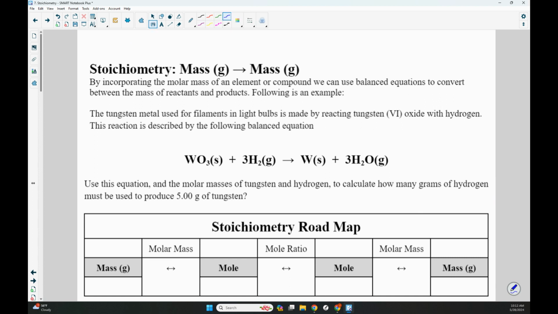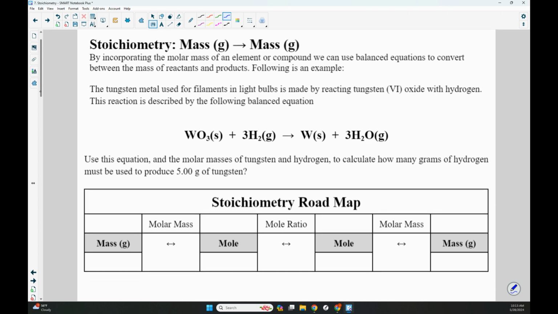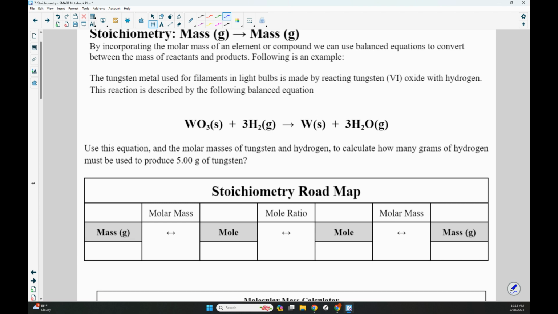Here we have an equation showing tungsten oxide reacting with hydrogen to form regular old tungsten and water. All right. So step one, as always, is to carefully read the question and identify the important information in it. So this one says, use the equation and the molar masses of tungsten and hydrogen to calculate how many grams of hydrogen, that's what we're trying to figure out, must be used to produce 5 grams of tungsten. So that's what we've been given, is tungsten.